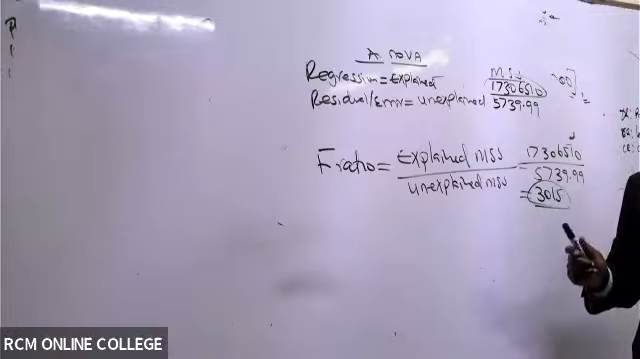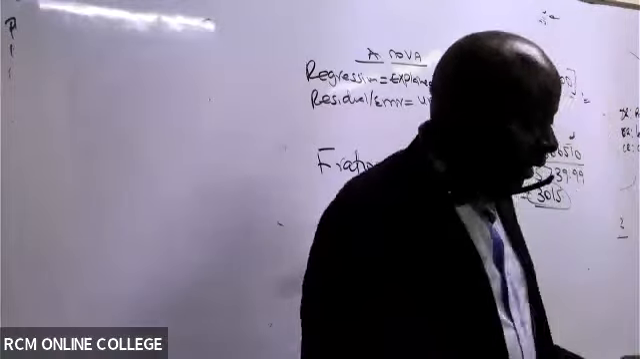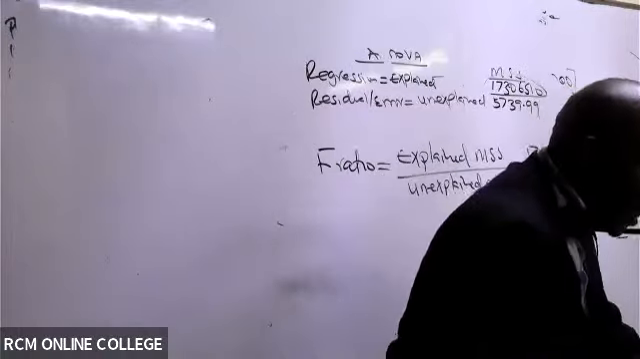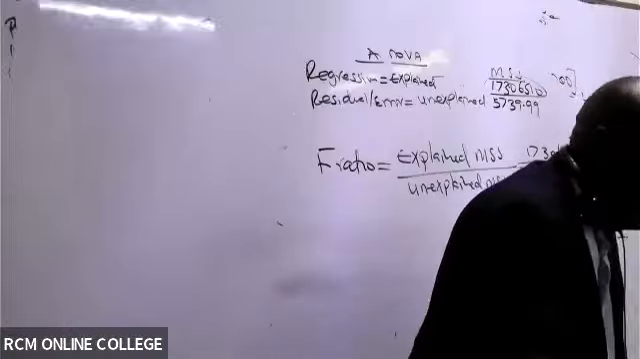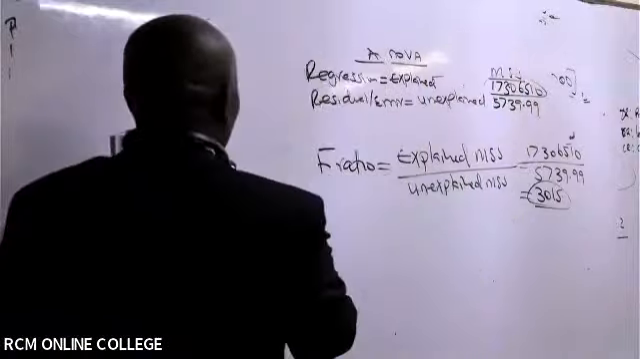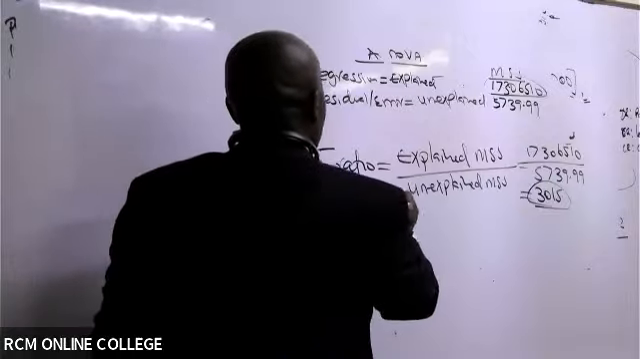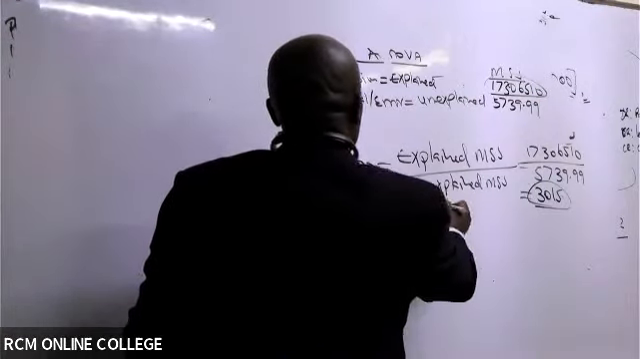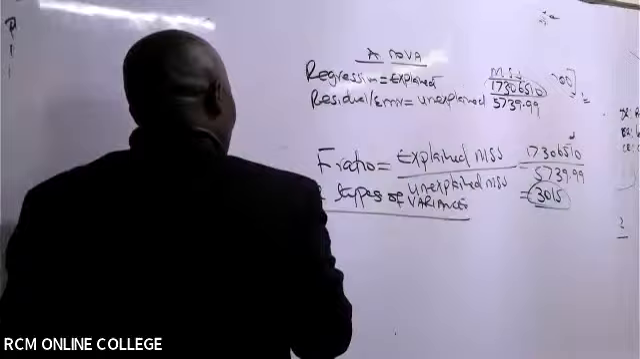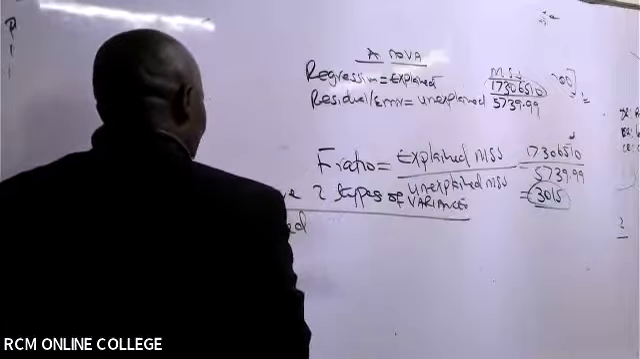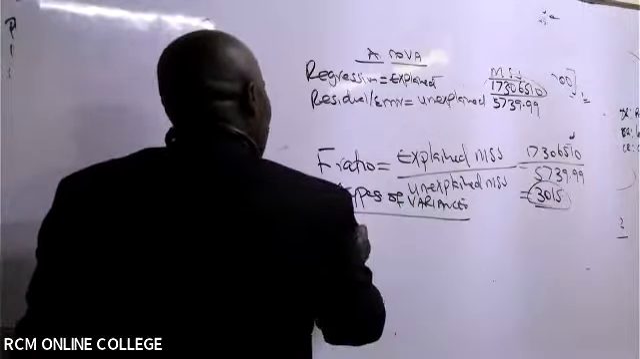You're supposed to know this, that there are two types of variances under regression and ANOVA. Let me write here. There are two types of variances, always. We have explained, that's number one, and then number two, unexplained.